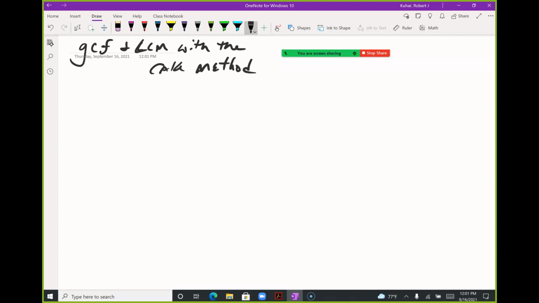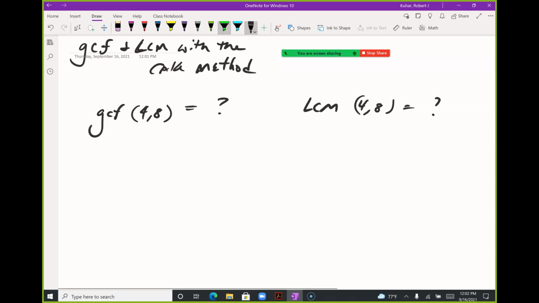So I want to look at the GCF of 4 and 8, question mark, and the LCM of 4 and 8. And I'm going to get them both at once. I'm going to get the product of all the matching factors and non-matching factors all at one time. Okay? With this birthday cake method.